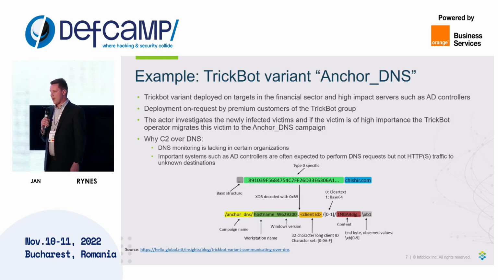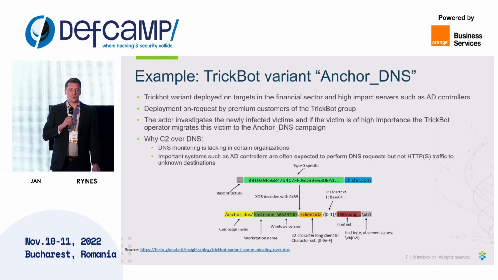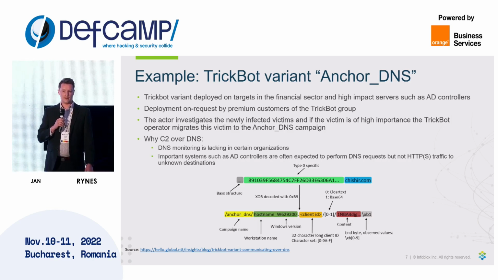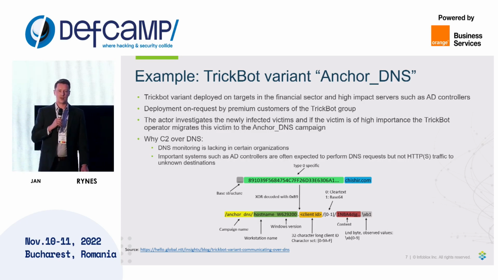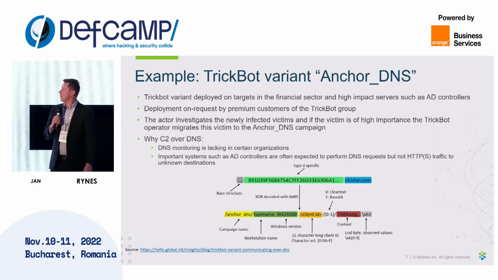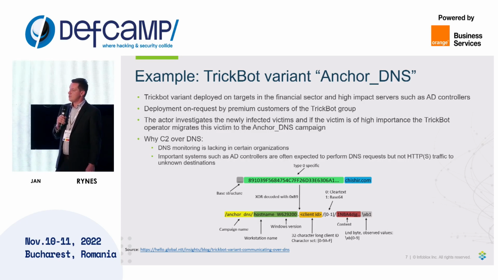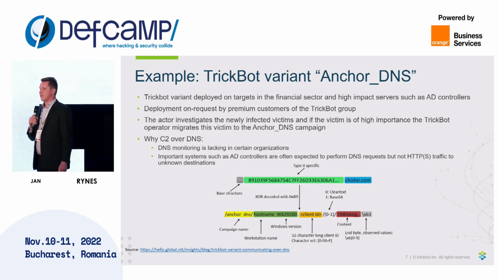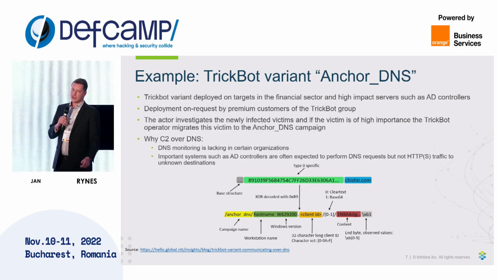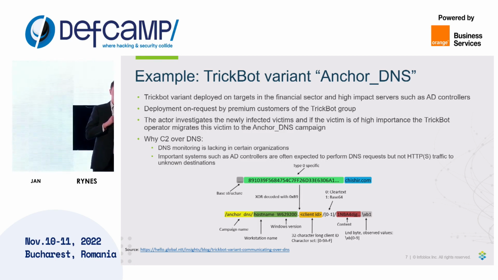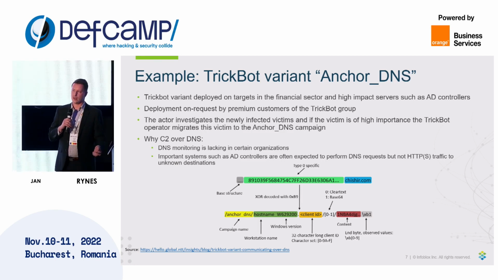And when you have Active Directory, what else do you have? You have DNS server, because it relies on it. And this Anchor DNS was basically a way how to do command and control communication, and they were actually selling this access to other attackers, basically done a business with that.